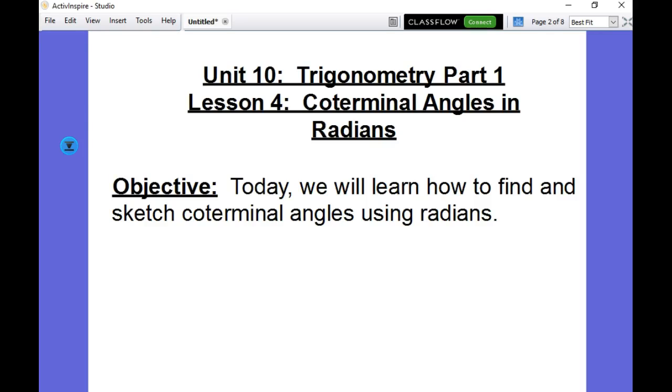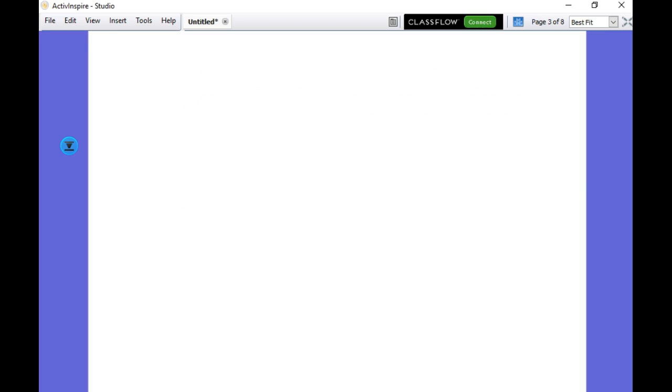We're going to continue talking about radians today. We're going to be working with coterminal angles now. We're going to be sketching and finding coterminal angles using radians. That's our goal, sketching and finding. So we'll start off with the finding. Here we go.